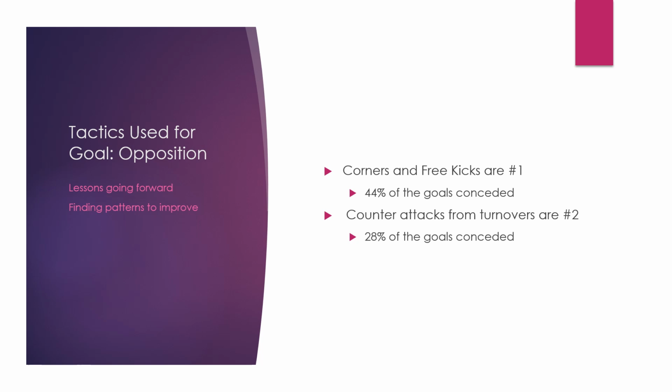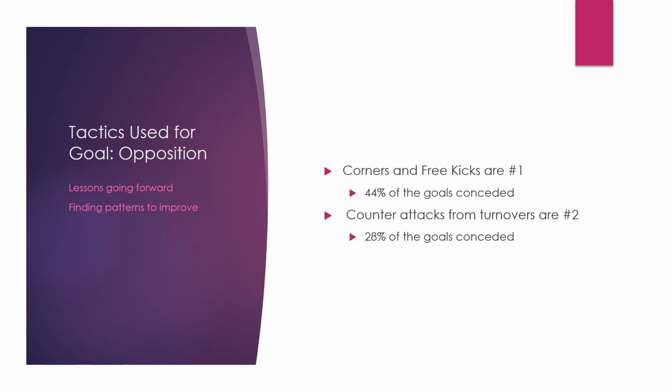Okay, we're going to once again use these numbers to find lessons to go forward, and we're going to find patterns in the numbers to try to improve, both as an individual and as a team. And the big thing that sticks out in my mind is that corners and free kicks are our number one problem on defense. 44% of the goals conceded are coming from corners and free kicks.